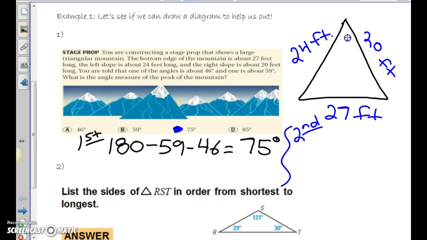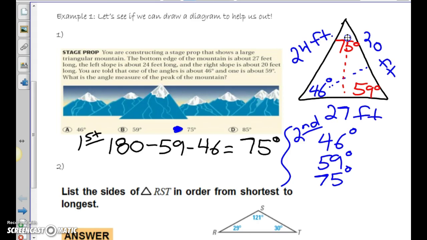I need to place these angles where they need to go. So I've got 46 degrees, 59 degrees, and 75 degrees. And I'm going to use the sides of the triangle to help me do that. Well, the smallest side in this triangle is 20 feet long. So directly opposite from that needs to go the smallest angle, and it is 46 degrees. The largest side is 27 feet long, and directly opposite from that needs to go the largest angle, which is 75 degrees. And then, of course, 59 goes in the remaining degree.